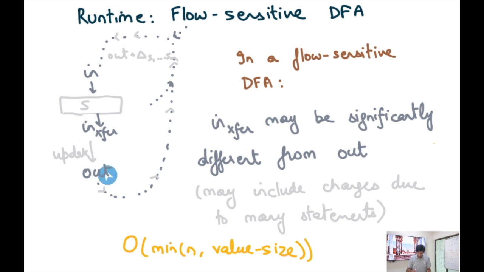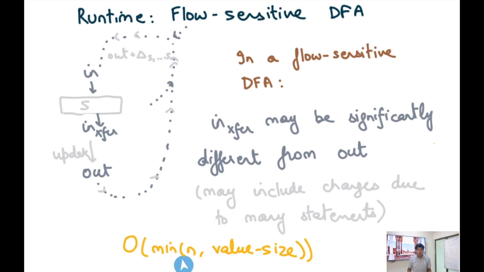So for example, out and out next would be different by delta S, and then out next and out next would be different by another delta S, and so on. And all this can pretty much accumulate into a big value and a big difference, and that could show up in the delta between in transfer and out.